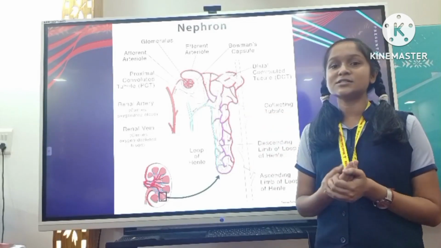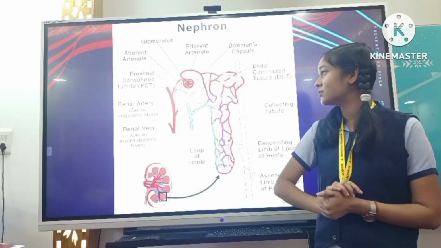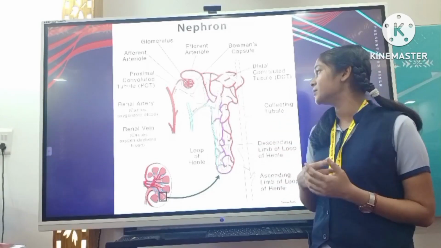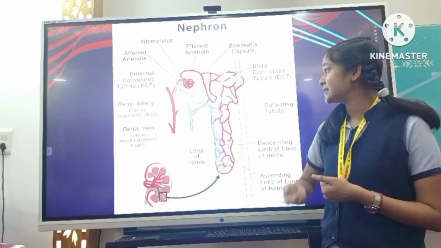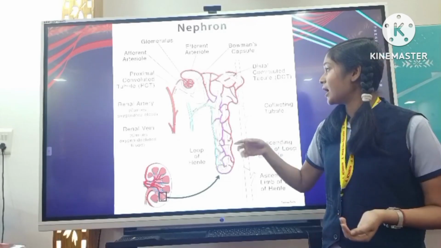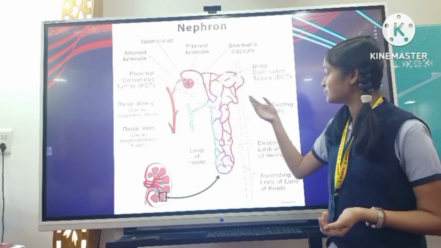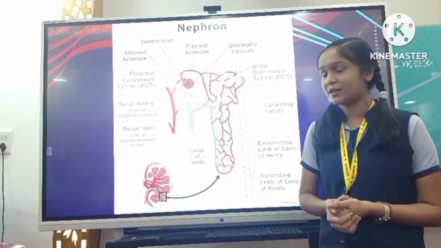The glomerulus is just a bunch of capillaries present in the cavity of the Bowman's capsule, and the Bowman's capsule is a double cup-shaped structure, a folded part of the nephron. The next part is the proximal convoluted tubule, which is connected from the Bowman's capsule to the loop of Henle, and it is the main site of reabsorption in the nephron.